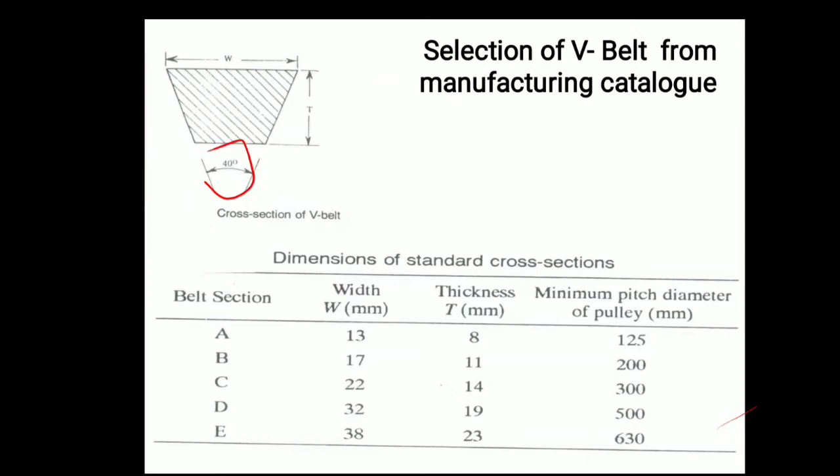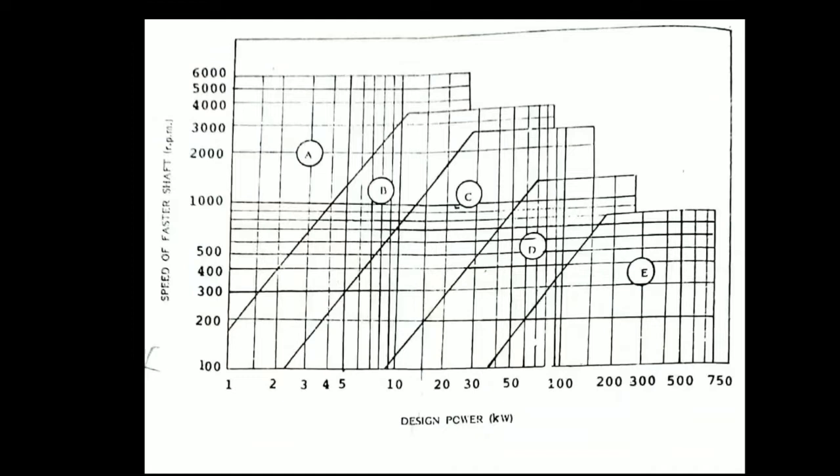The V belt drive is defined on the basis of 5 categories: A, B, C, D, E. So A type of V belt, B type, C type, D type and E type V belt we can use. How can we select which type is suitable? See, on the X axis there is the power rating, on the Y axis there is the RPM. According to this we are going to select.